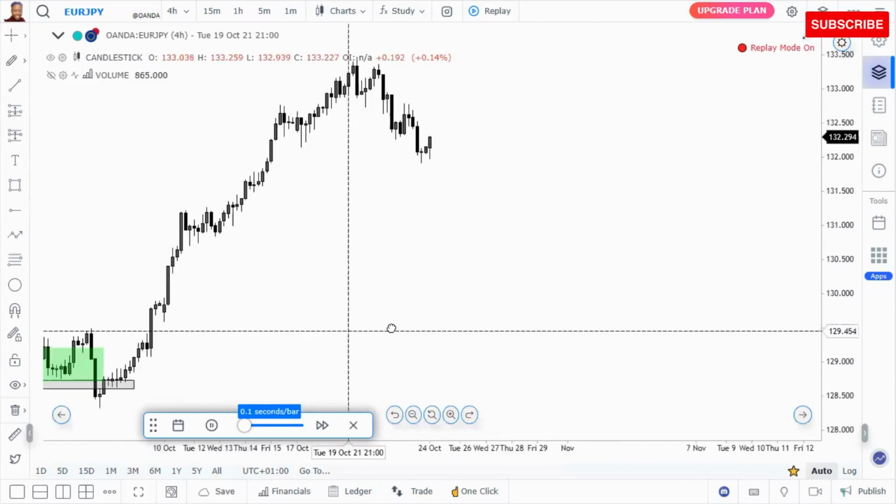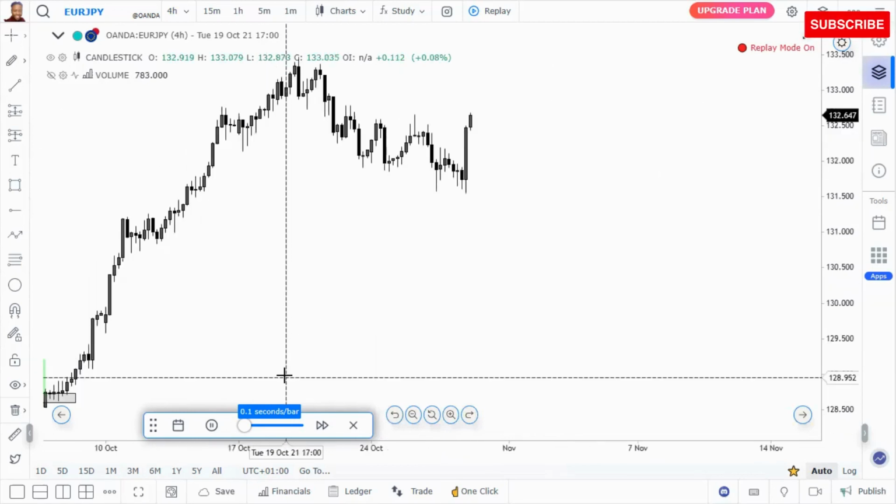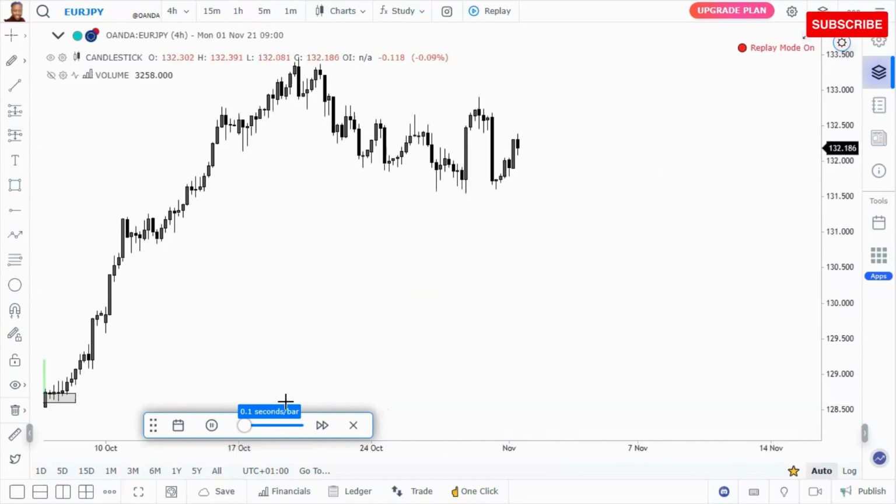All right, now let's look for a fresh key level. Analysis is very important. You go with the wave, you go with the market, you go with the trend, you go with the flow.